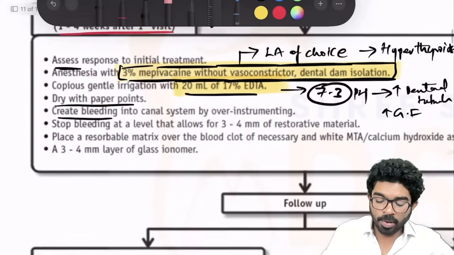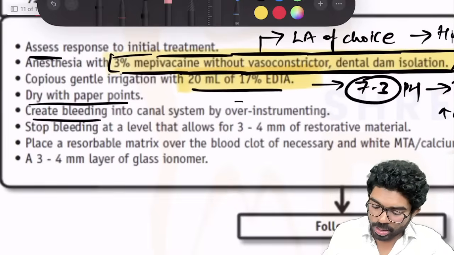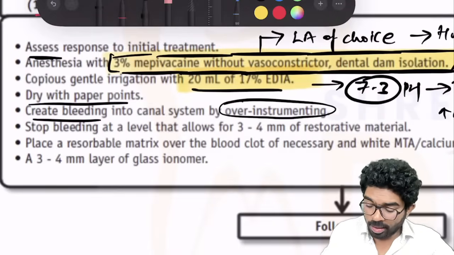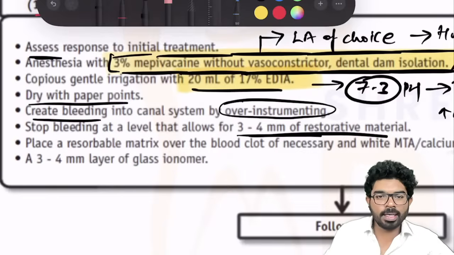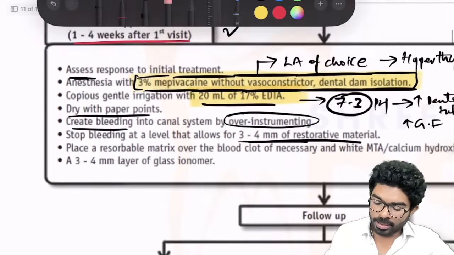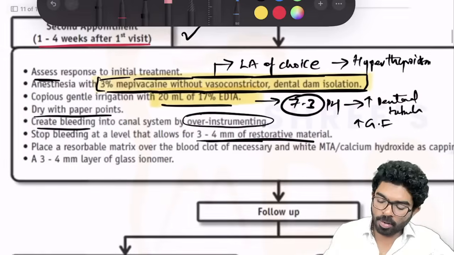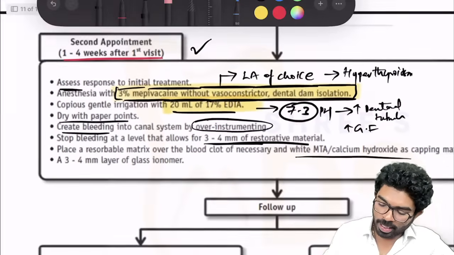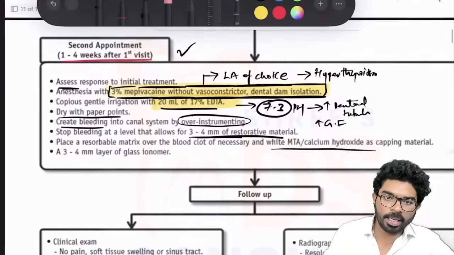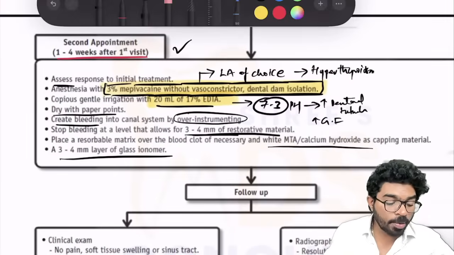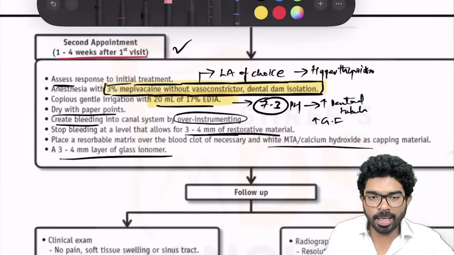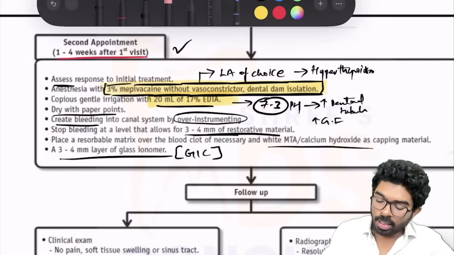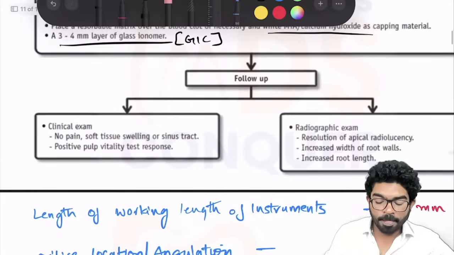I'm going to create bleeding with over-instrumentation, and I'm going to stop the bleeding at 3 to 4 millimeters to allow 3 to 4 millimeters of restorative material. Followed by that, I'm going to keep MTA or calcium hydroxide as a capping material, preferably MTA. Over which I'm going to keep 3 to 4 millimeters of GIC as a restoration. Then I'm going to follow up the patient.